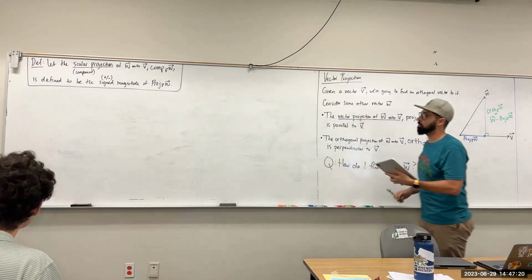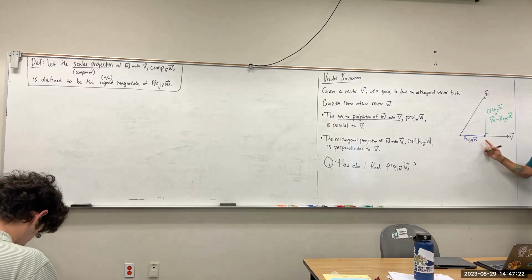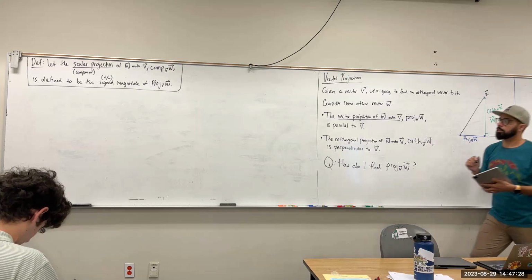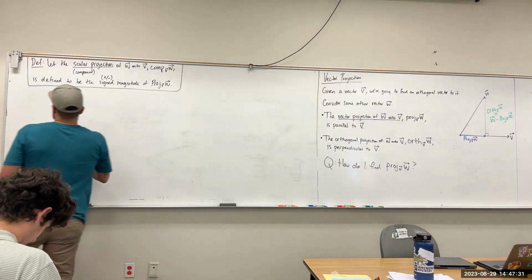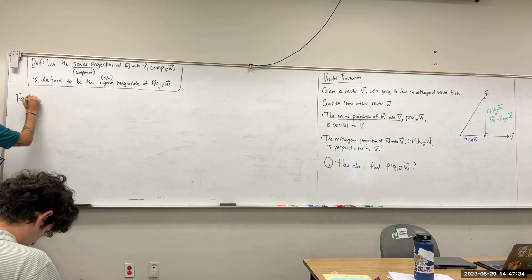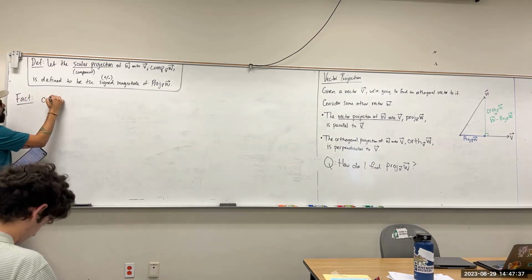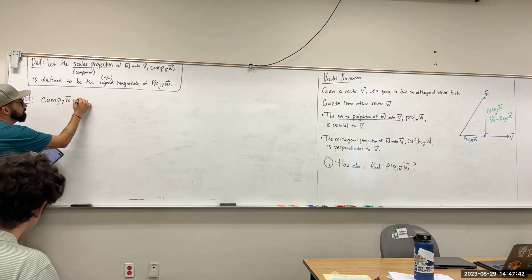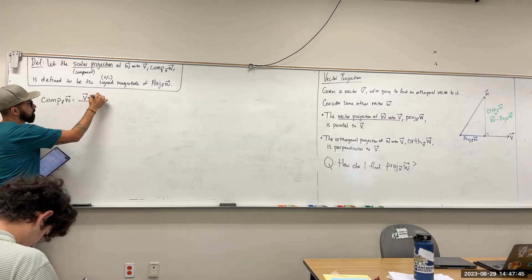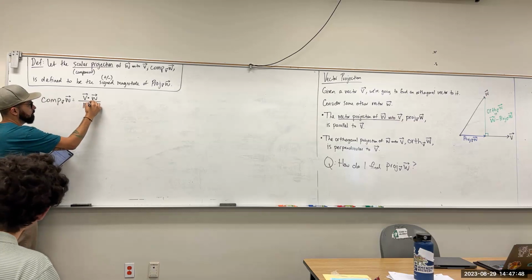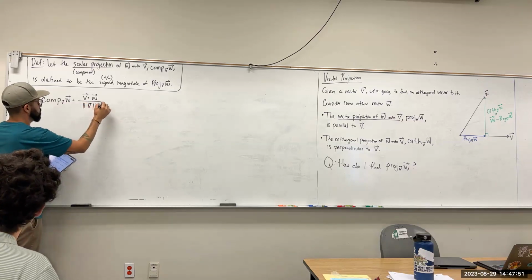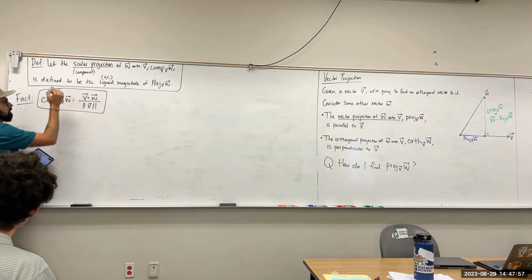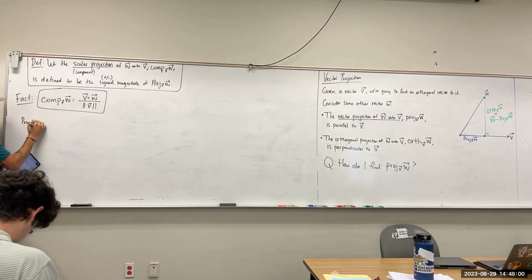What we're going to do to find that magnitude is use V and W only to help us do that. Fact: that component, that scalar projection, turns out to be the dot product of V with W divided by the magnitude of V. Why is that true? Let's prove it. We have the tools to do it.